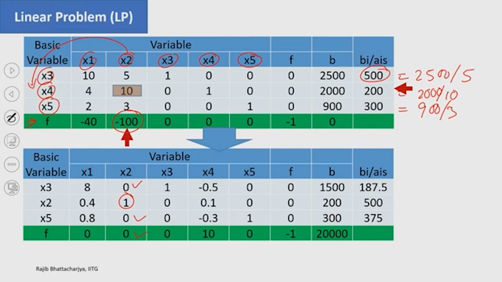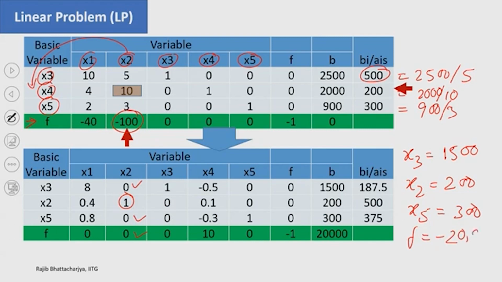Okay. So, now what is the solution I am getting? The solution I am getting here is that x3 equal to 1500, is it not? So, x3 equal to 1500, then x2 equal to 200, okay. Then x5 equal to, I am getting 300, okay. And what is the value of f? That f is equal to minus 20,000, okay, minus 20,000 I am getting this.